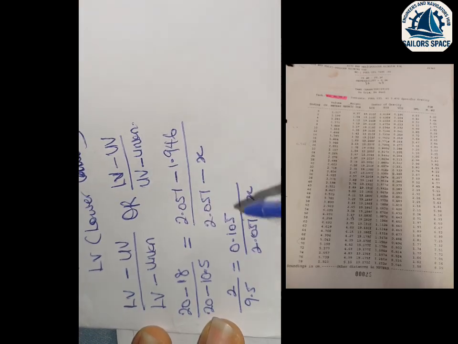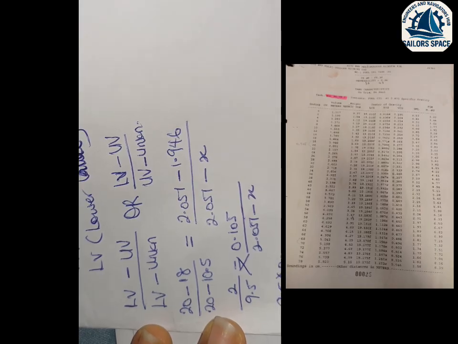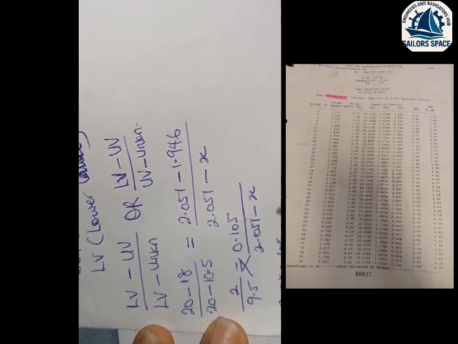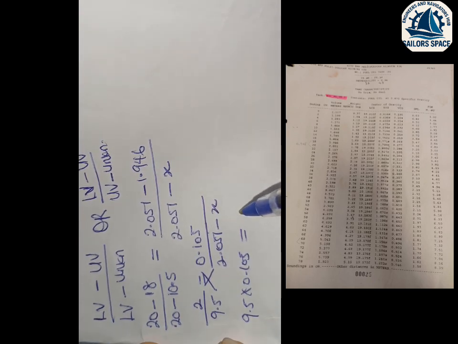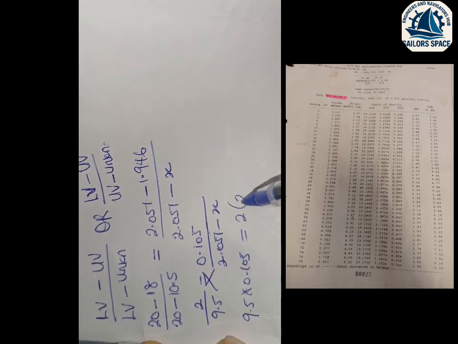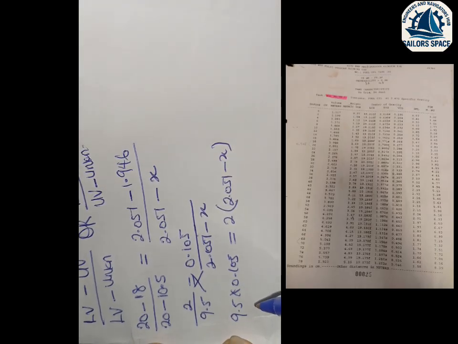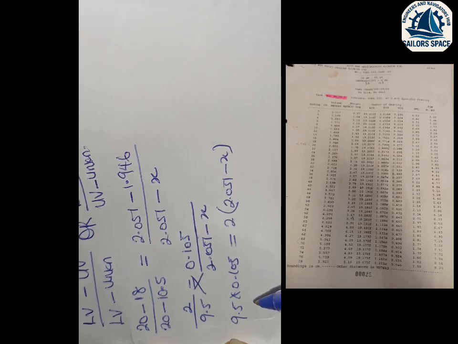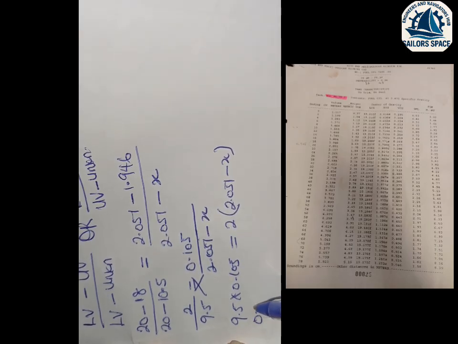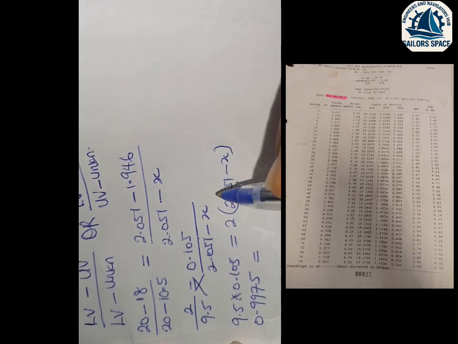We use the principle of cross multiplication. So 9.5 times 0.105. Normally I'm supposed to just multiply, but for the purpose of this teaching, we will write everything down. 2 into the bracket of 20.051 minus x. So what is the value of 9.5 times 0.105? That will give us 0.9975 equals to 2 multiplied by the first figure.